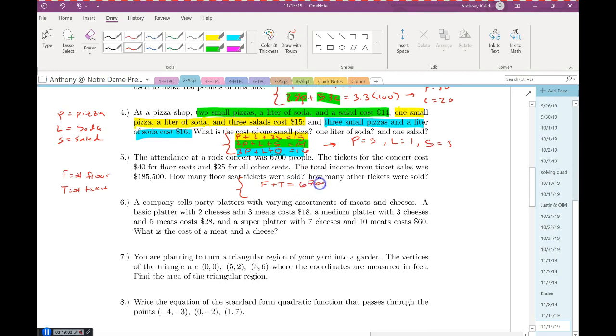That's correct. Andrew, you got the other one? Yeah. Good. And when I solve that system, I get that we had 1,200 floor seats and 5,500 other tickets.